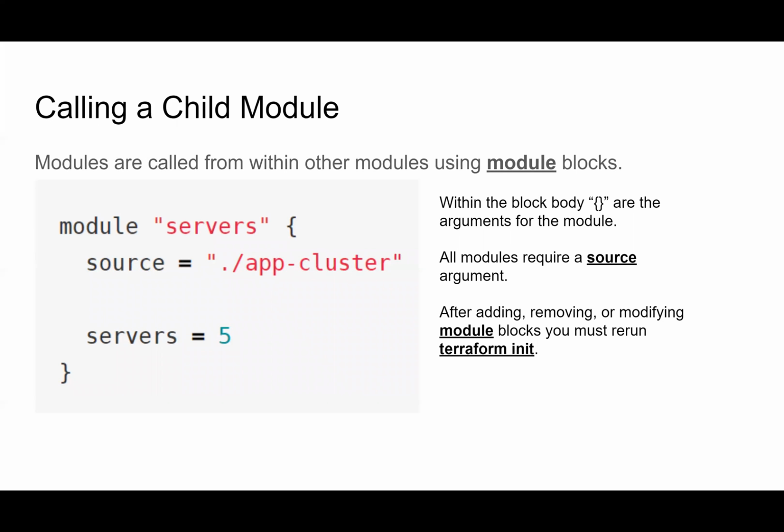Modules are called within other modules using module blocks. Within the body of the curly braces, that's where we're going to specify the arguments for the modules. Now, all modules require a source argument. We have to specify where the source for the module is coming from. You'll find that in the .terraform/modules directory. After adding, removing, or modifying module blocks, you must run terraform init. So once you change something in a module, if you add something or you remove something, you will have to run terraform init.